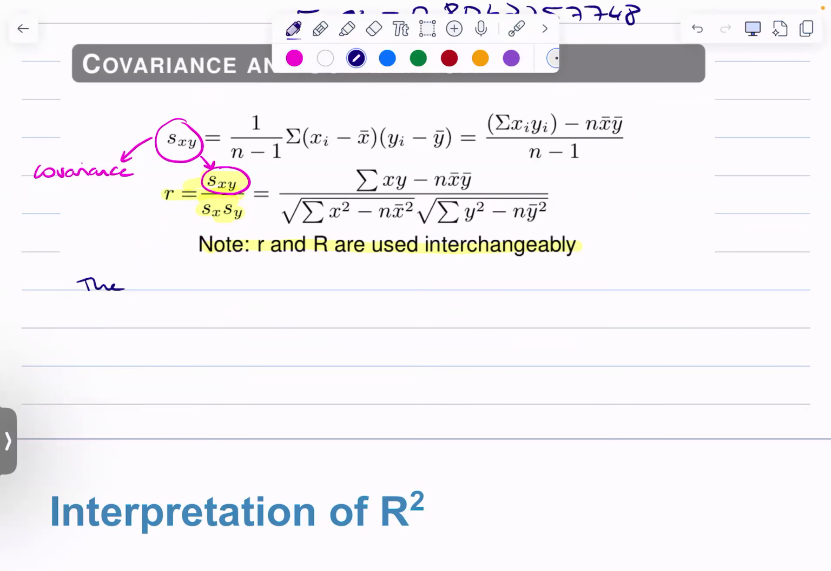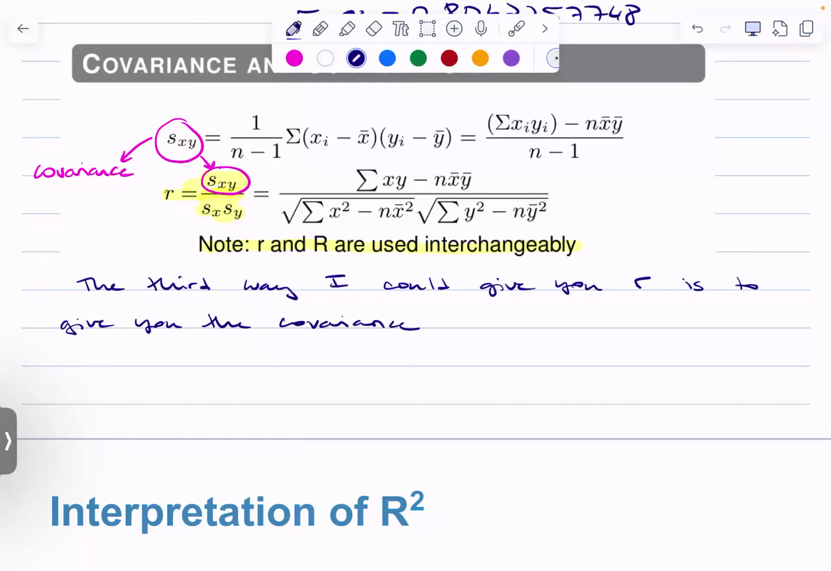So the third way I could give you the correlation is to first give you the covariance and then ask you to solve for the correlation. Is to give you the covariance, which is your SXY, and have you solve for R.